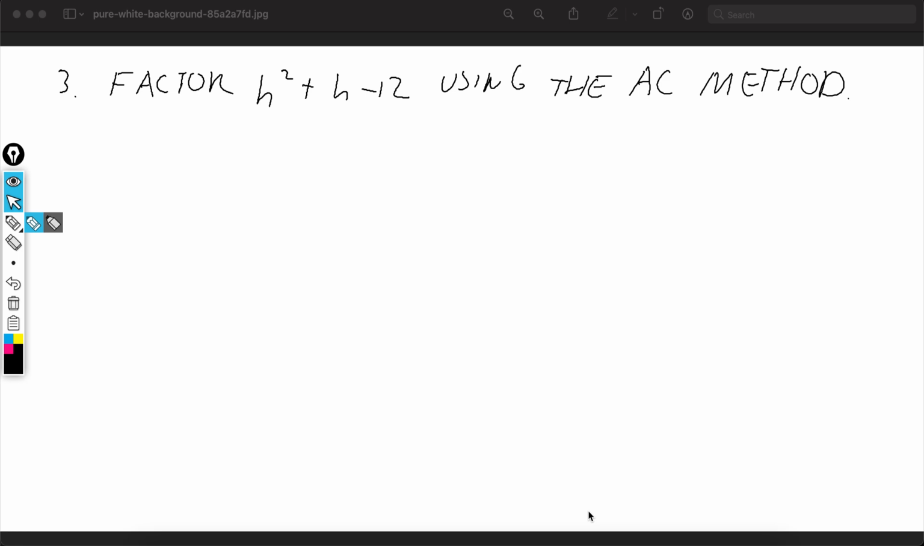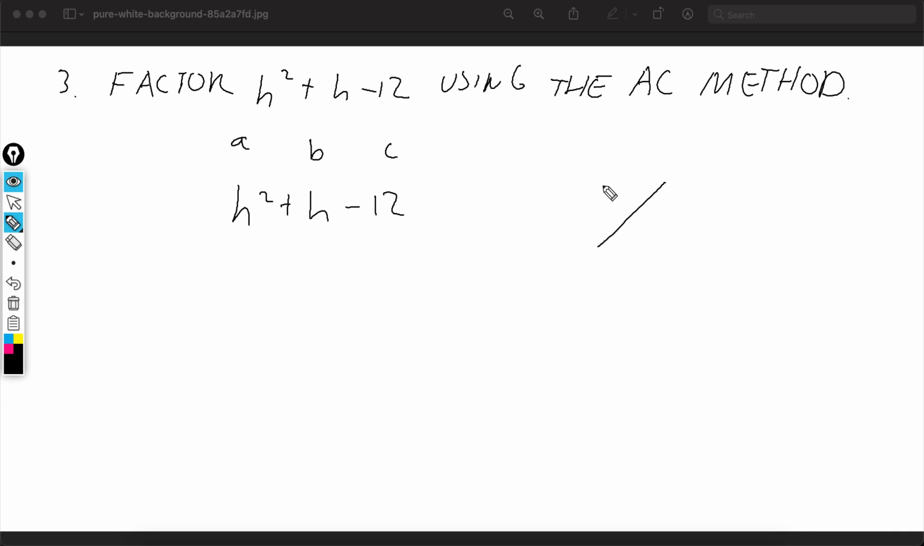Number 3, factor h squared plus h minus 12 using the AC method. So, let's write this down right here. I'm pretty sure you've learned this by now. We assign each term a letter. So this is A, B, C.